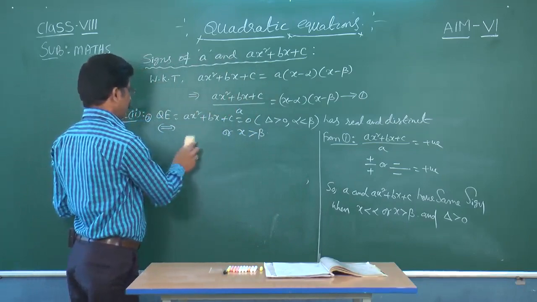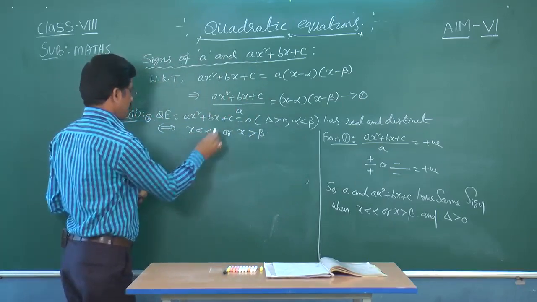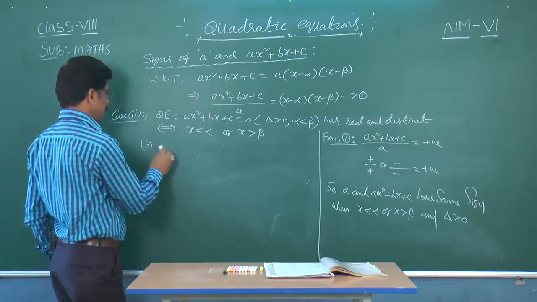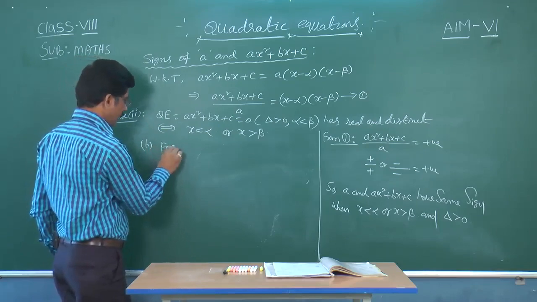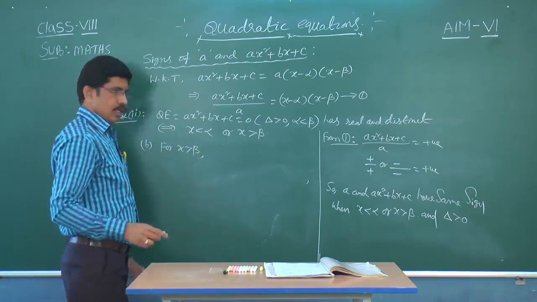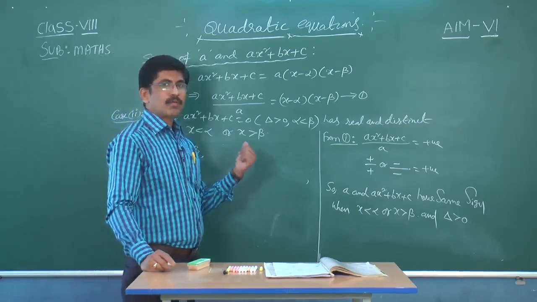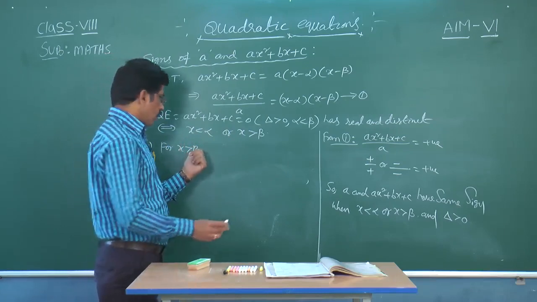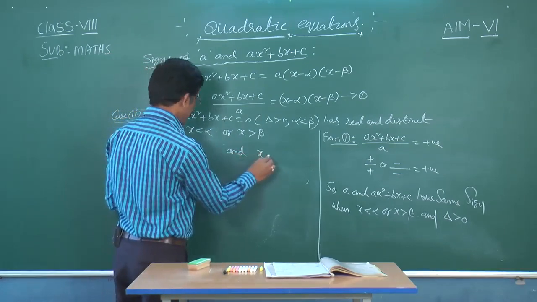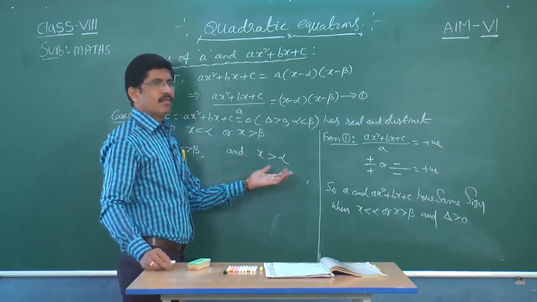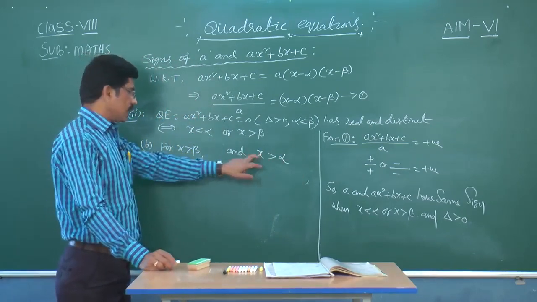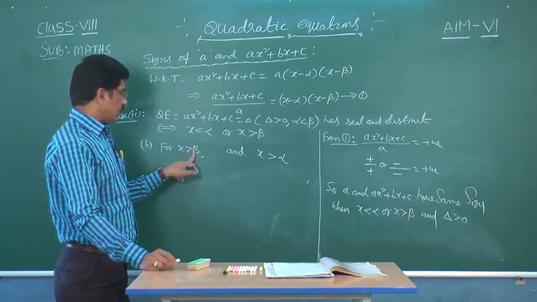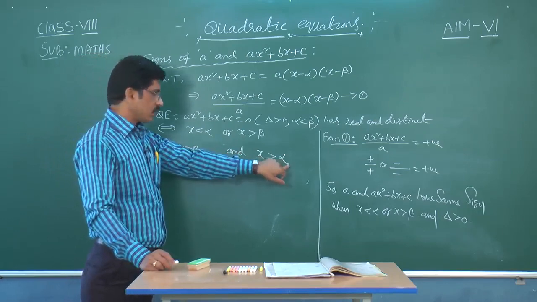For x less than beta, sorry, for x greater than beta, the value of x is more than beta. So automatically the value of x is more than alpha, bigger than beta. So automatically x is bigger than alpha.